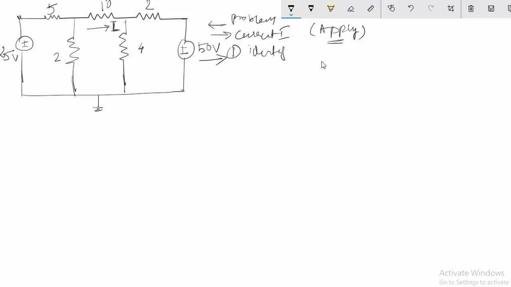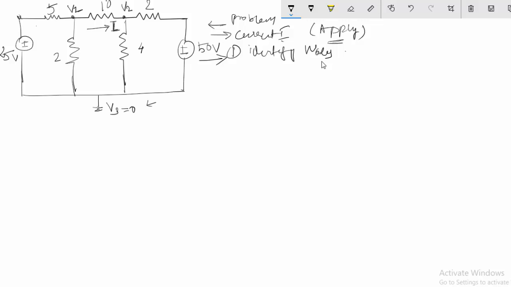identify the nodes. A node is a point where two or more elements are meeting. So I will say that this is a node for me. This is node 1, and the node voltage is V1 here, and this is node 2, so the voltage is V2 here, and this is node 3 where the voltage is V3. The V3 voltage will be 0 because it's a ground node. So the first step is identifying the nodes.